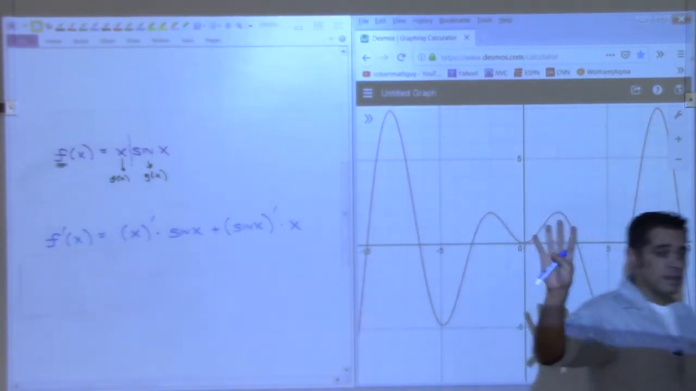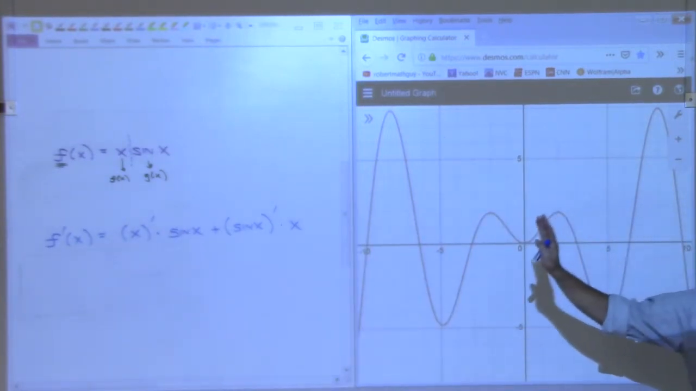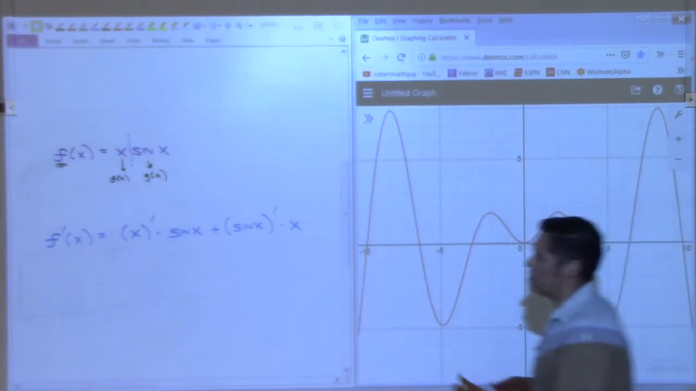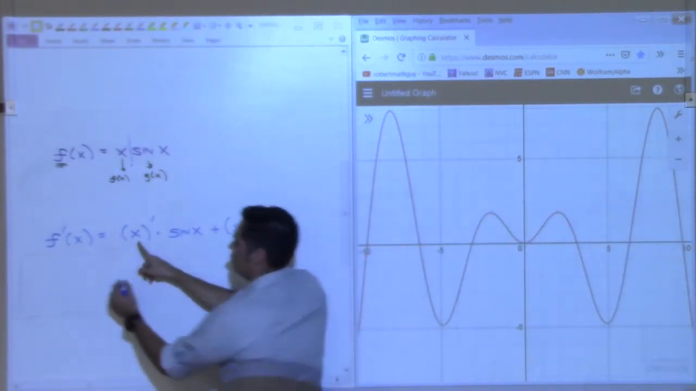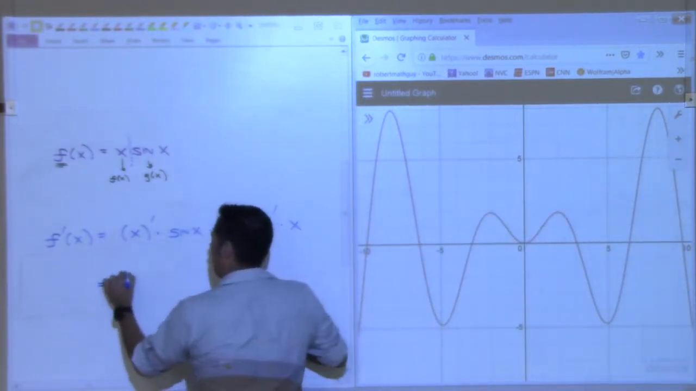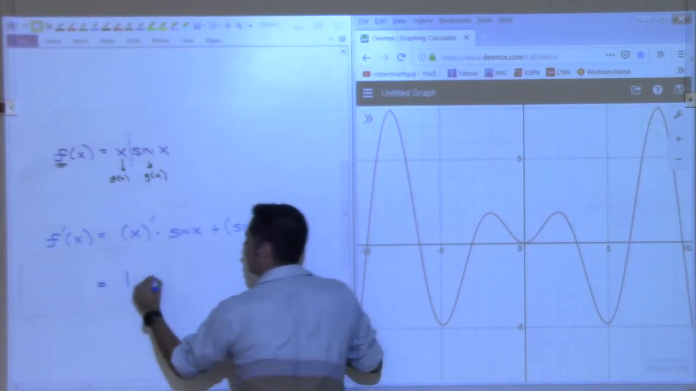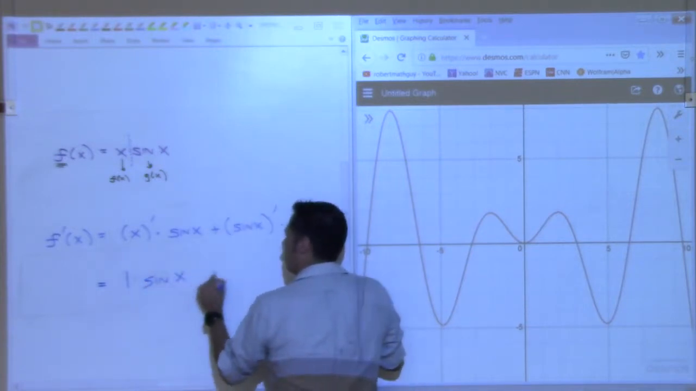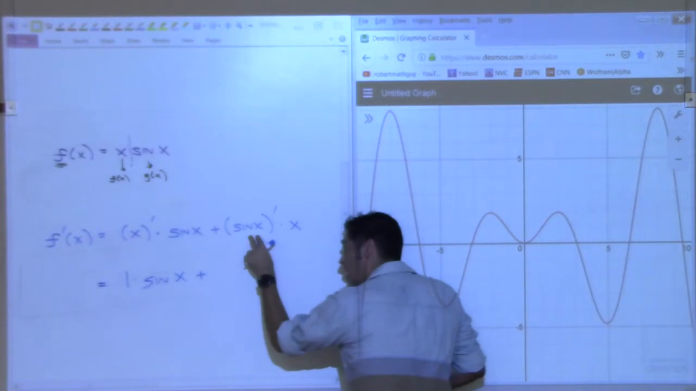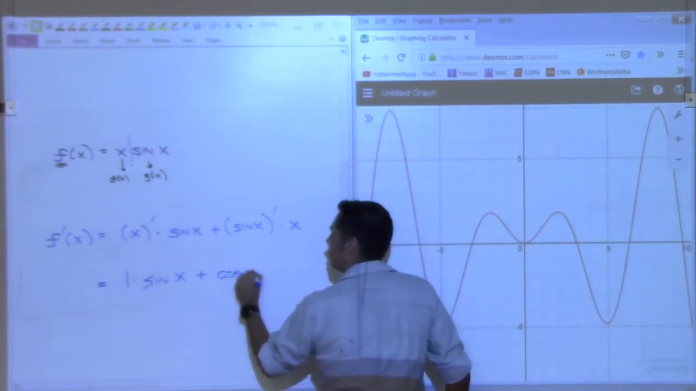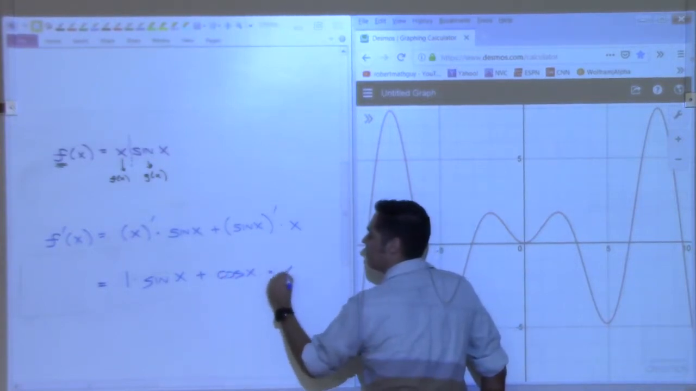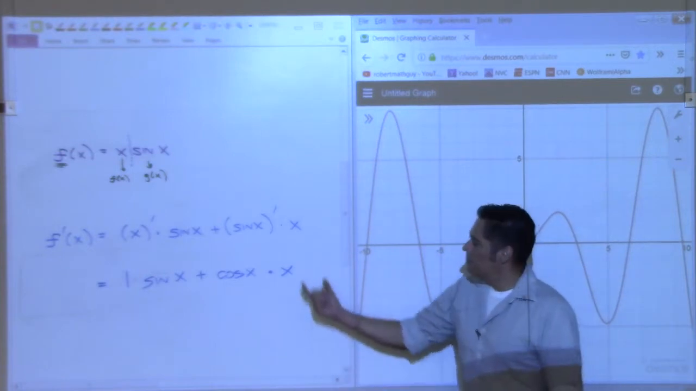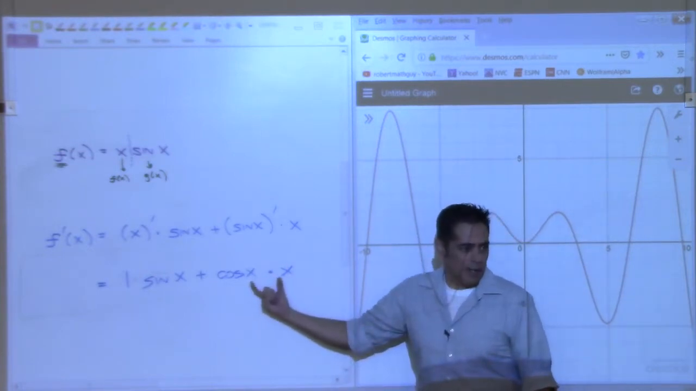Any questions? You sure? All right, let's do the computation. What's the derivative of x? 1, okay, times sine x plus the derivative of sine of x, which is cosine x, right? And then times x. Now be real careful here because this x and this x can't go together, right?